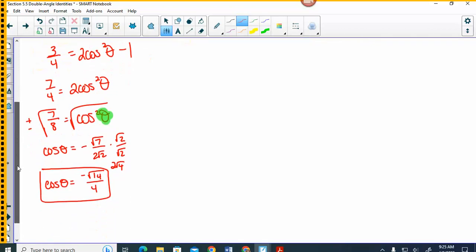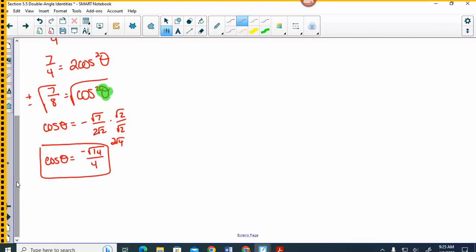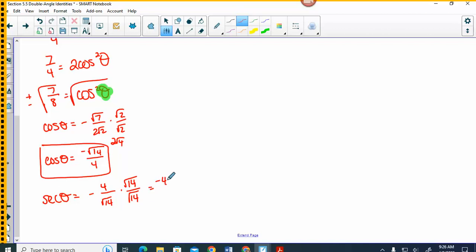Now, if I asked you for all 6, I think when you get to the homework, it's only going to ask you for sine and cosine, so they're a little bit nicer. If we have cosine, remember, we can quickly get secant because those are reciprocals. So you multiply by radical 14 on top and bottom. Negative 4 radical 14 over 14, so that reduces to negative 2 radical 14 over 7.